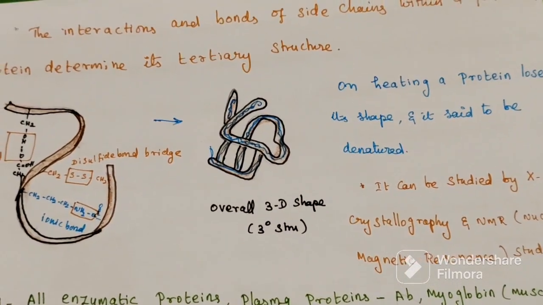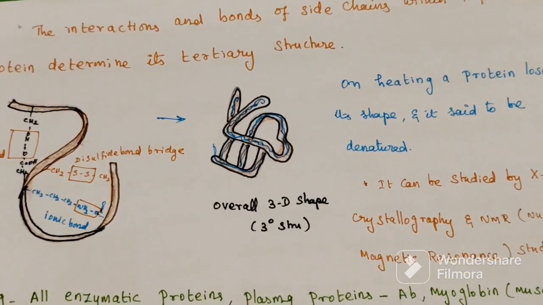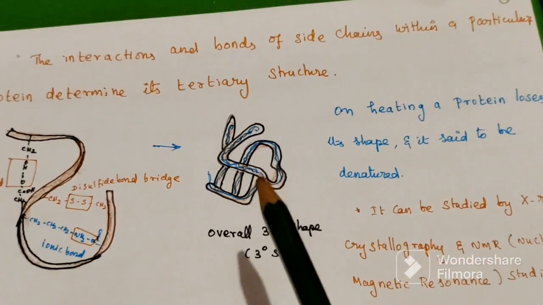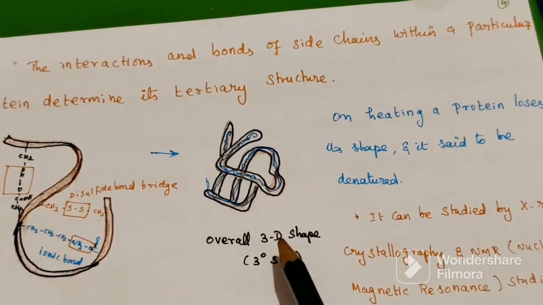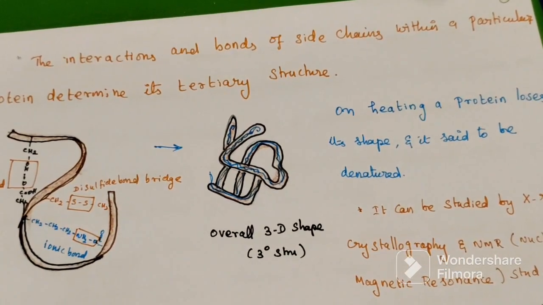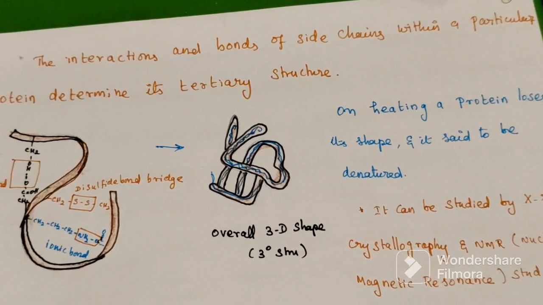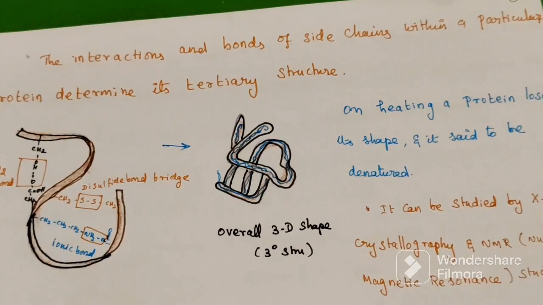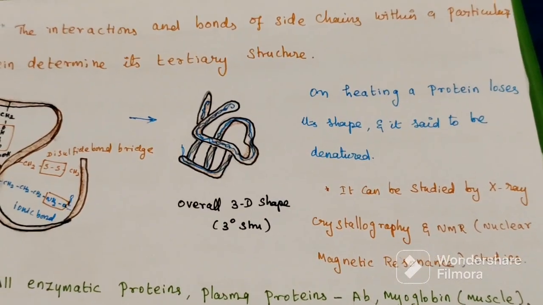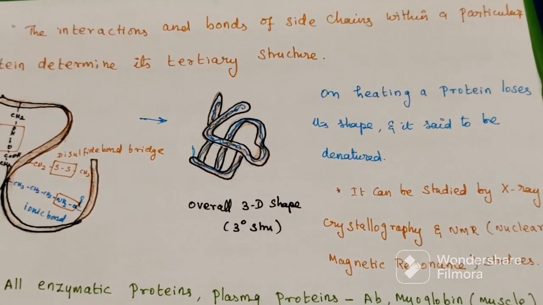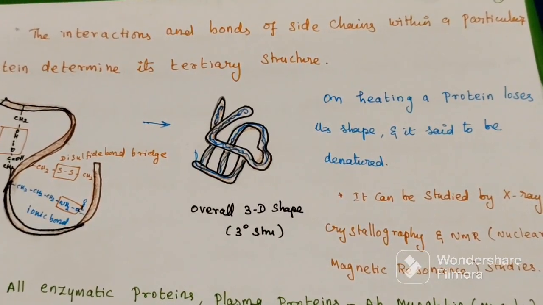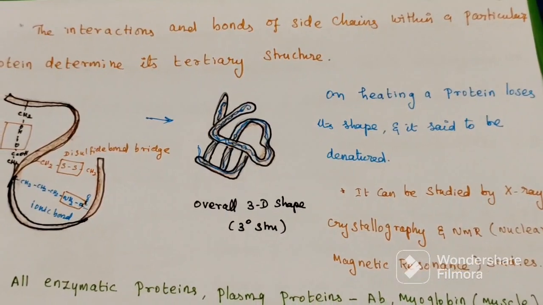Now the secondary structures, alpha helix and beta pleated structure, undergo folding and form a three-dimensional structure. Now all of us know that folding is responsible for function. Protein function is only in the tertiary structure, except for insulin. So the functions of protein are dependent on tertiary structure.